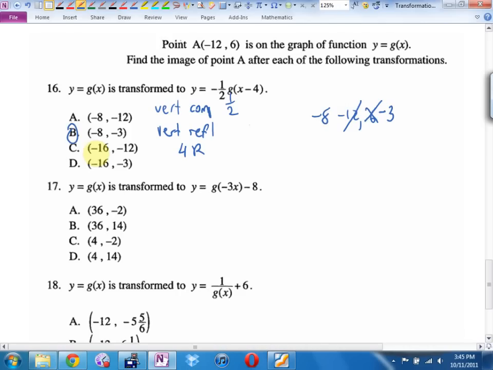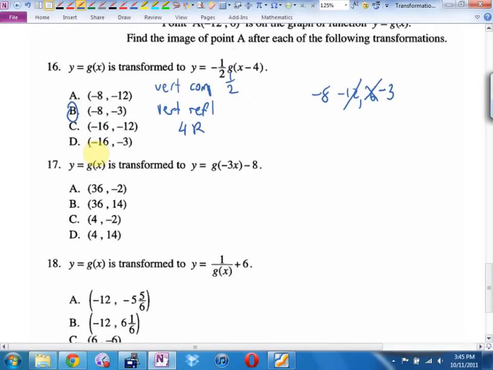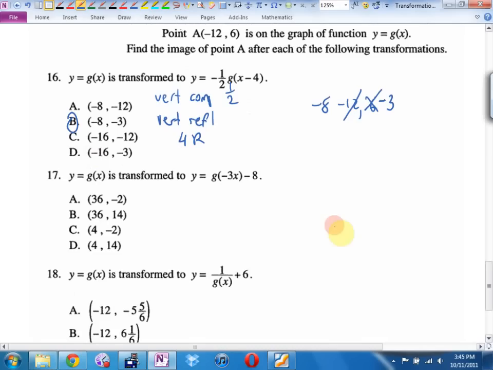We're still starting with negative 12, comma 6. Those of you who need to go, no problem. Check your emails. I'll get it out by, hopefully, 7. In the box, please. It would really help if it's stacked the same way as the other ones. Thank you.